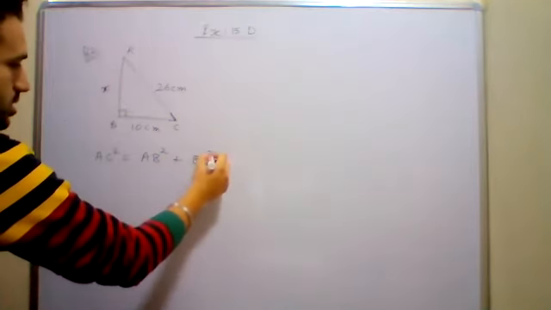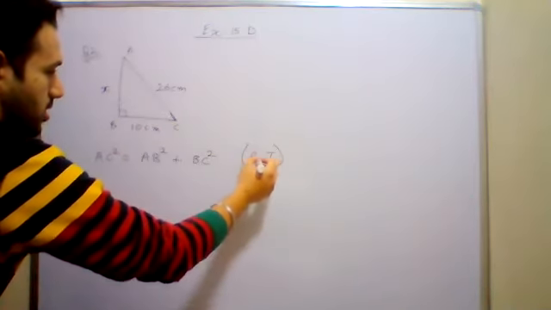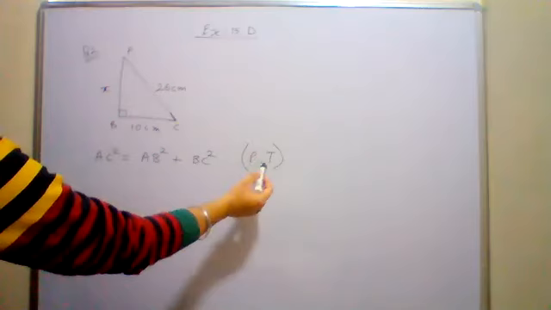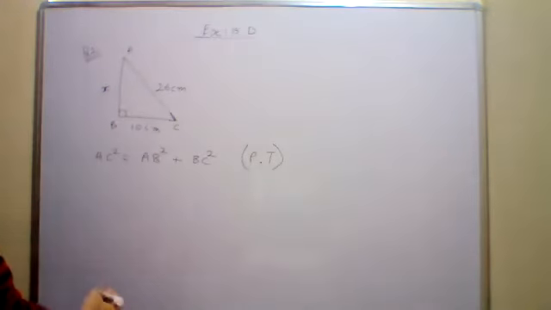This is your Pythagoras theorem. You will write this in full form. Give the reason in full form. I am writing it in short form, but you have to write it in full form. Sir, we will make the figure also. Yes, you have to make the figure also.